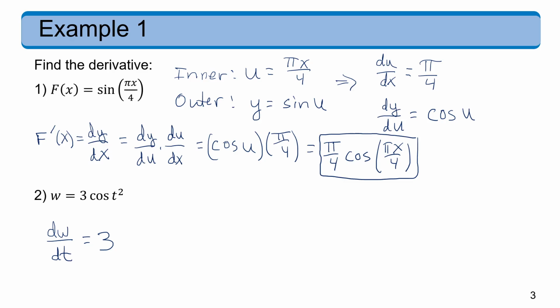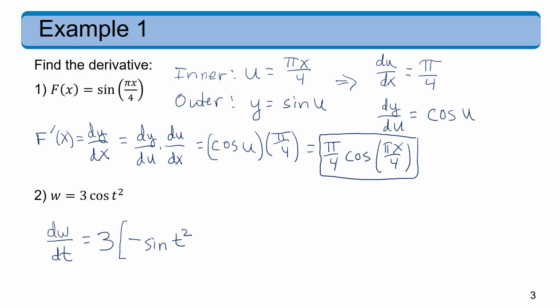Now we have cosine of t squared, so we recognize that again as being a composite function because it's not just plain cosine t, it's cosine of something else. So we start with recognizing the outer function is cosine, and we know we need the derivative of the outer function. So we know the derivative of cosine is negative sine. So we have negative sine, but you have to keep the input the same, right? So it's not negative sine t, it's negative sine of t squared.